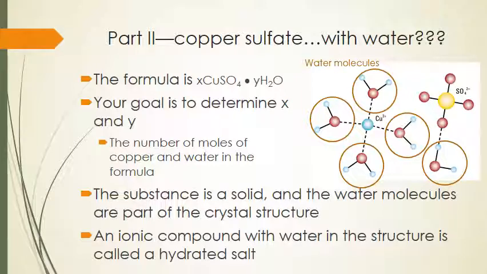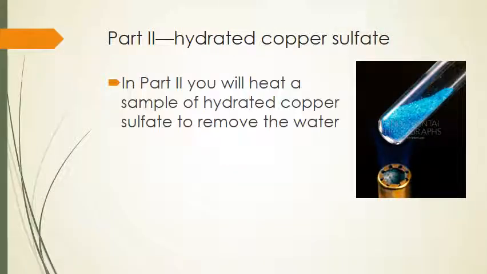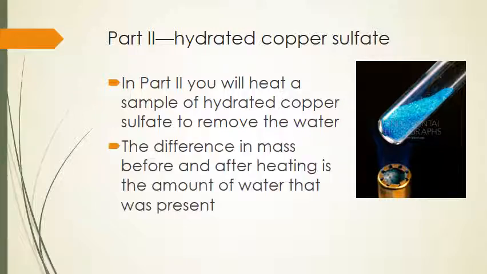So you're starting with hydrated copper sulfate. What you will do then is heat that and drive the water off. When you weigh before and after heating, that will tell you how much water is in the copper sulfate crystal structure. The difference in mass before and after heating is the amount of water that is present.